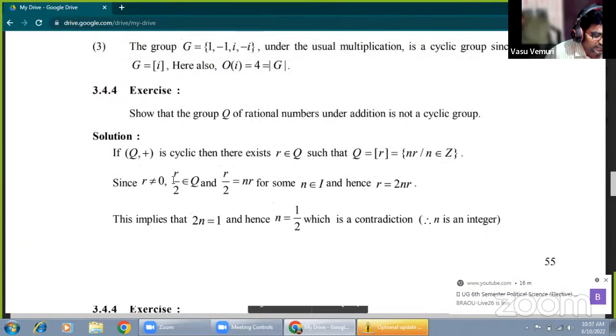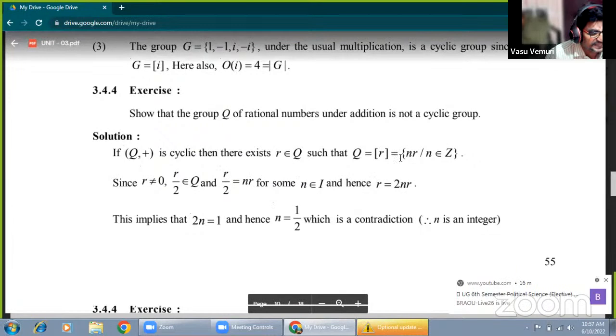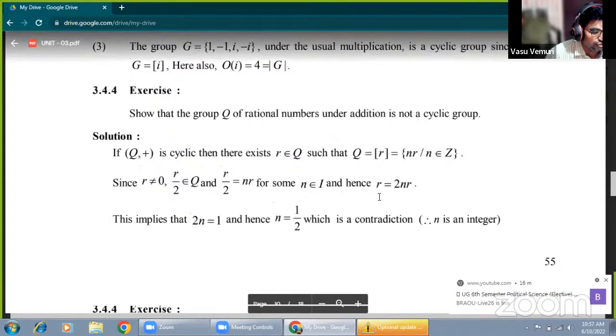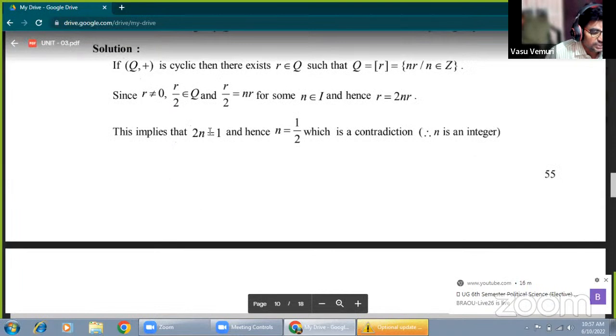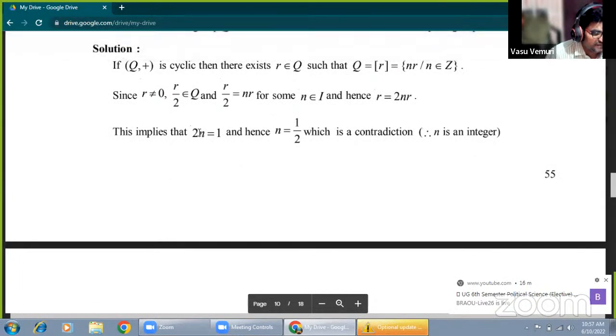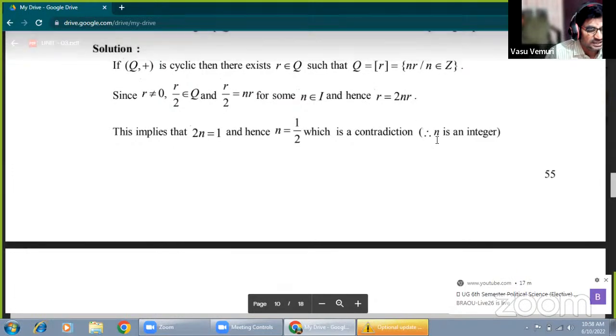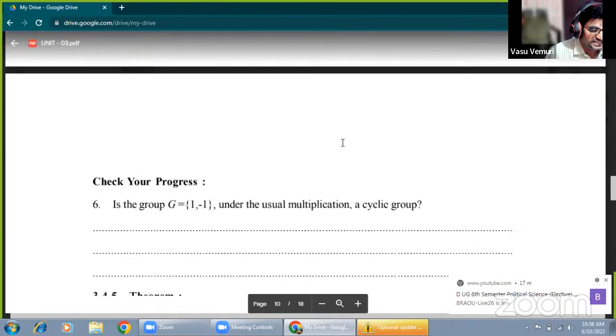Now here, r by 2 is also a rational number. r by 2 can also be represented as given in this set, nr, where n is an integer. Suppose in the cross multiplication we get 2nr equal to r. Suppose 2n equals 1. What is the n value? n equals 1 by 2. Now this is a contradiction, because n is an integer.